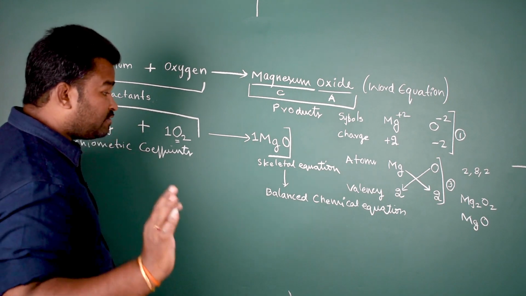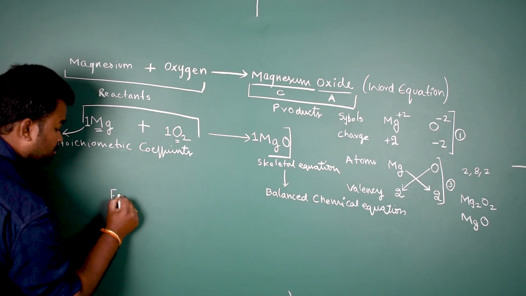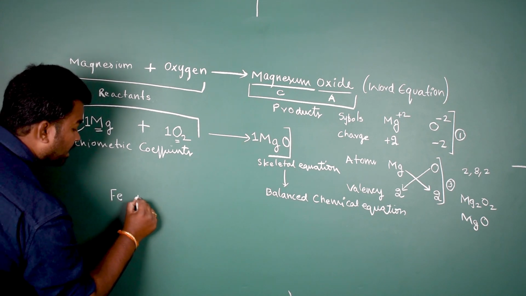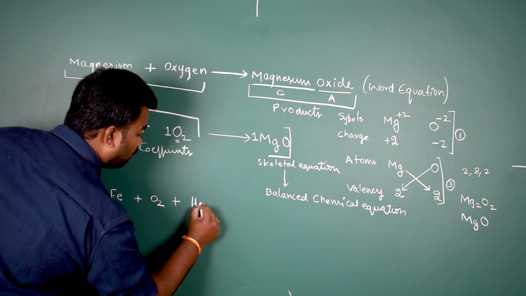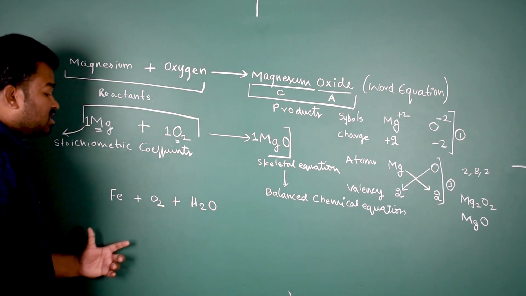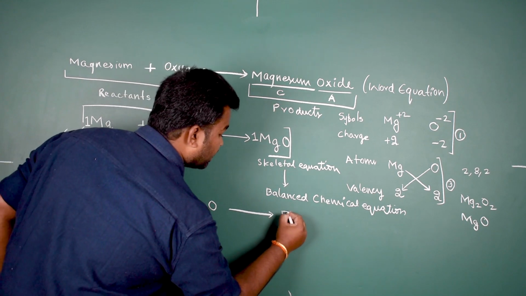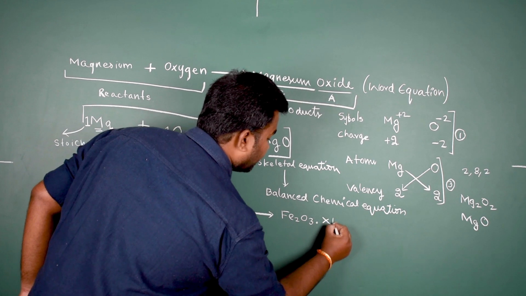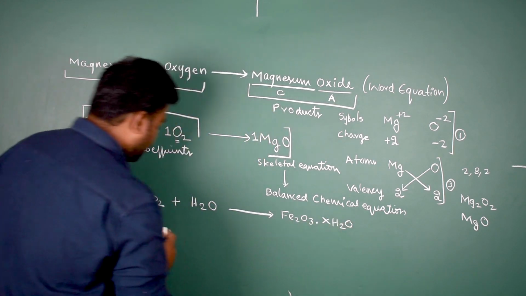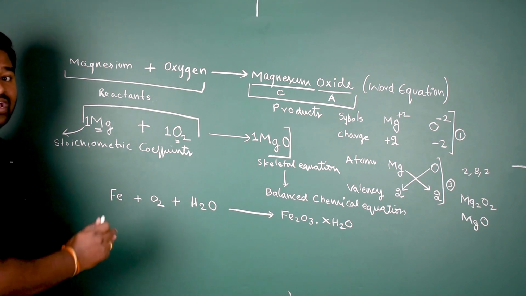So how did rust form? We have discussed that iron, when it is exposed to air, and air contains what? Oxygen, and similarly moisture in the form of H2O. So this reacts to form a substance which you are calling what? Fe2O3.xH2O. This equation is known as a skeletal equation. The reason is the equation is not balanced.